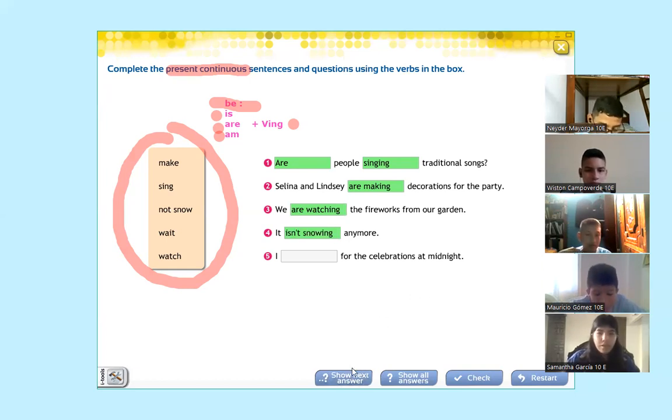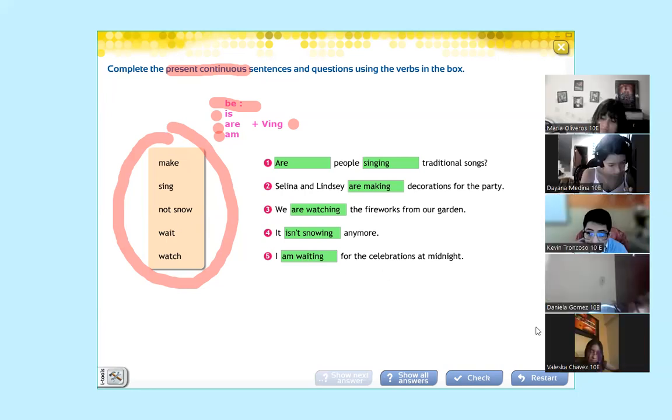Number 5. I am waiting for the celebration at midnight. I'm waiting for the celebration. Thank you very much, Alan. Okay, so here we got information to do this.